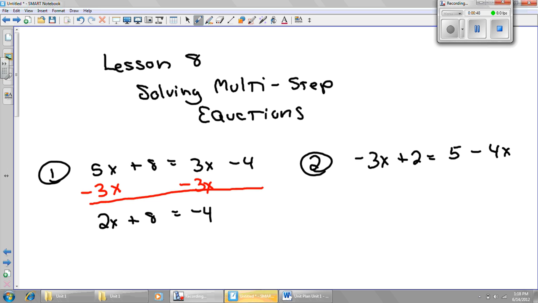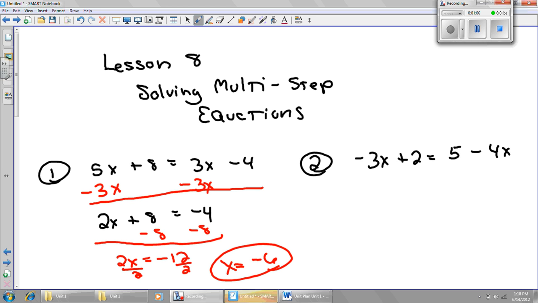Now it looks like the problems from last night's video. It's real simple after this point. I'll subtract 8 from both sides. I'll end up with 2x equals negative 12, divide by 2, and x will equal negative 6. And there you go. Now to check this one, I would do 5 times negative 6 plus 8, and see if that's the same as 3 times negative 6 minus 4.